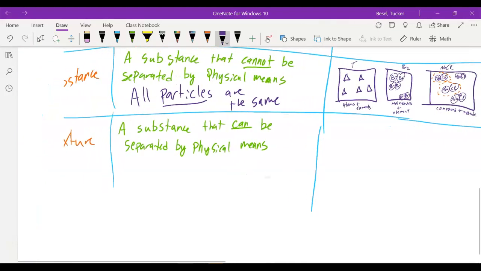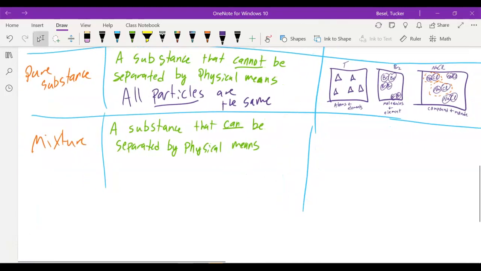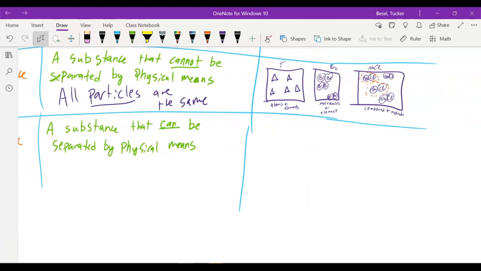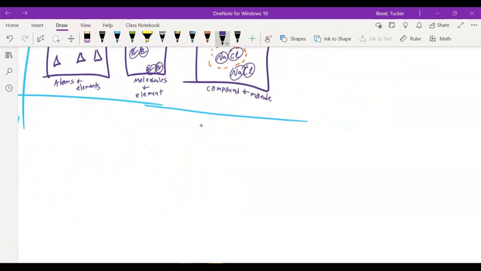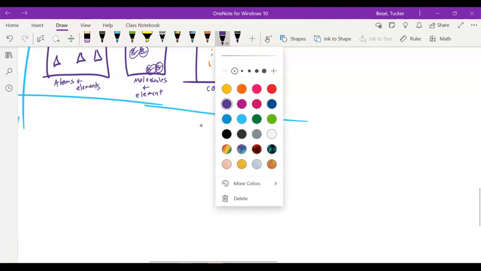All right, last one, we're almost there. So this is for mixtures. So it's something that can be separated by physical means, but you can also add into this that not all of the particles are the same. Not all of them are the same. Let's zoom in again, and we'll have a few different examples of this.